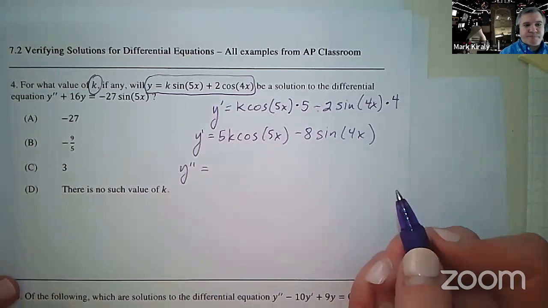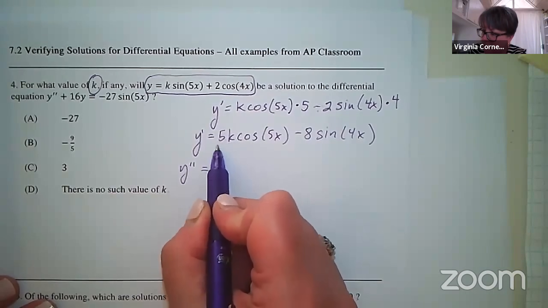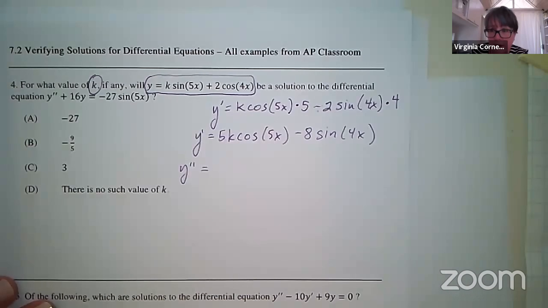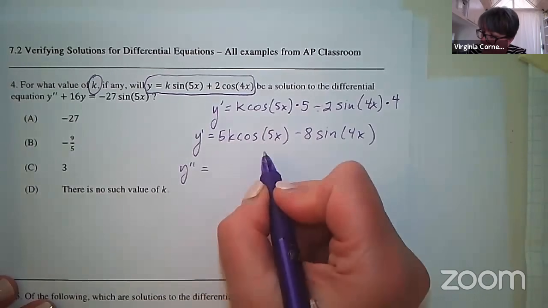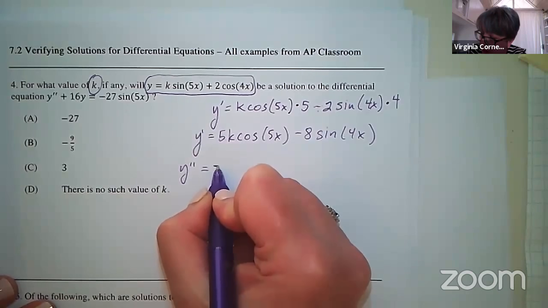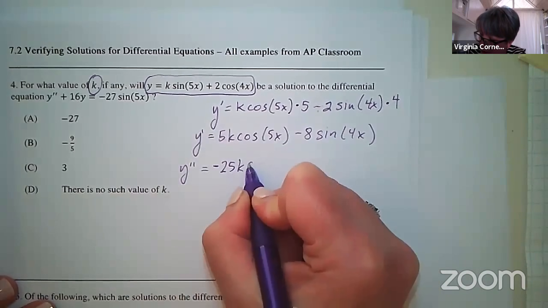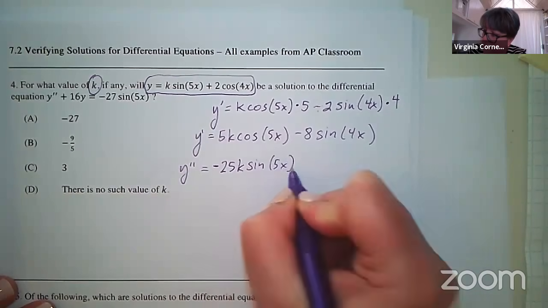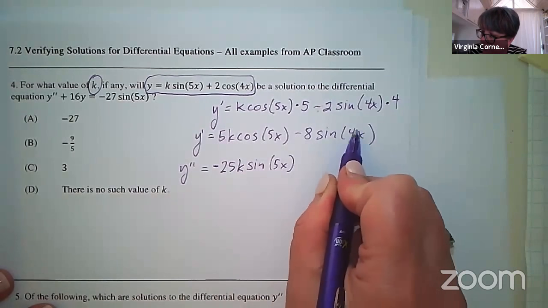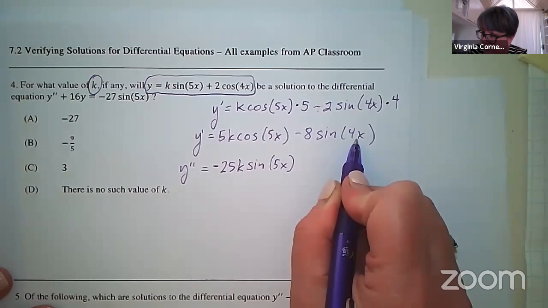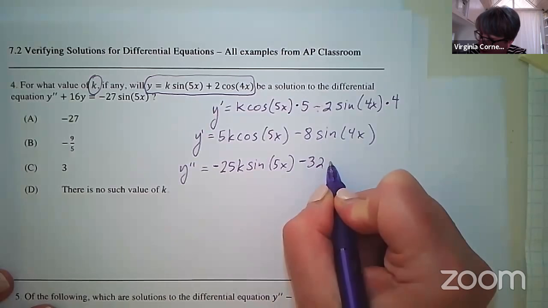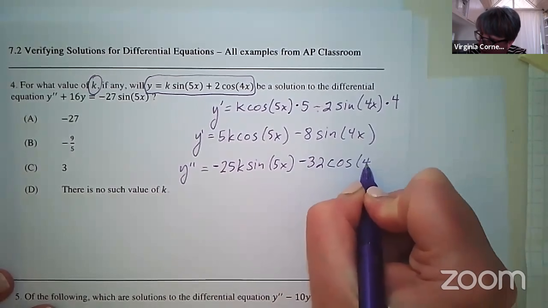Yeah, definitely. All right, 5k is still a coefficient here, no need for product rule. And the derivative of cosine is the opposite of sine. So let's see if I can do what Mark said live. I know that I'm going to have to take the derivative of 5x, which is 5. So this turns into negative 25k sine of 5x. And then here, the derivative of this sine function is going to be cosine. Because I have the 4x right here, I have to take the derivative of 4x, which is 4. So this is going to be minus 32, 4 times 8 is 32, cosine of 4x.